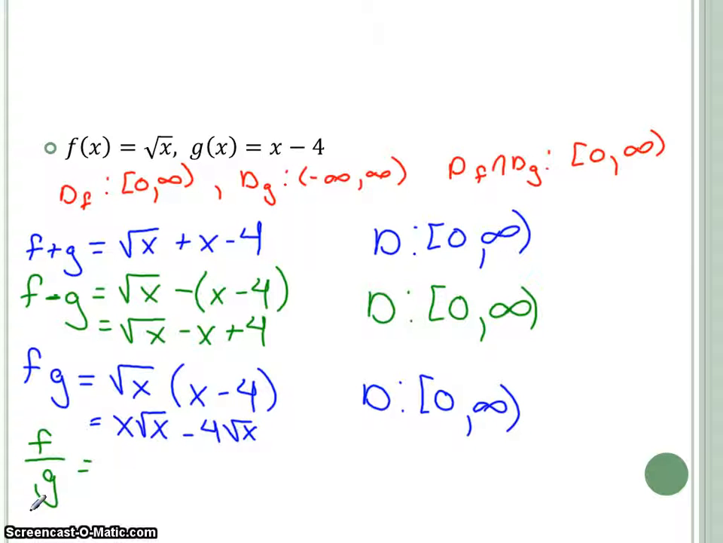Okay, so then lastly, we want f over g. So we're going to have the square root of x over x minus 4. Can we do anything to simplify that? Nope. There's a restriction on 4. So what extra number can't we use now? 4. So if you want to go the interval route, we would say from 0 to 4, but we're going to use parentheses on 4, and then from 4 to infinity.